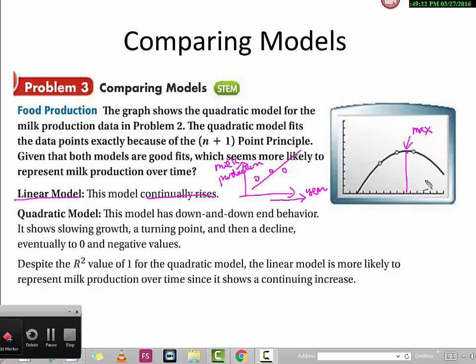Would that happen? It might, but it looks like in the real world context, the linear model is more appropriate to apply in this situation. So we cannot say for sure which model we're going to apply. We have to base on our common sense to analyze the situation differently and then apply different models in different situations.